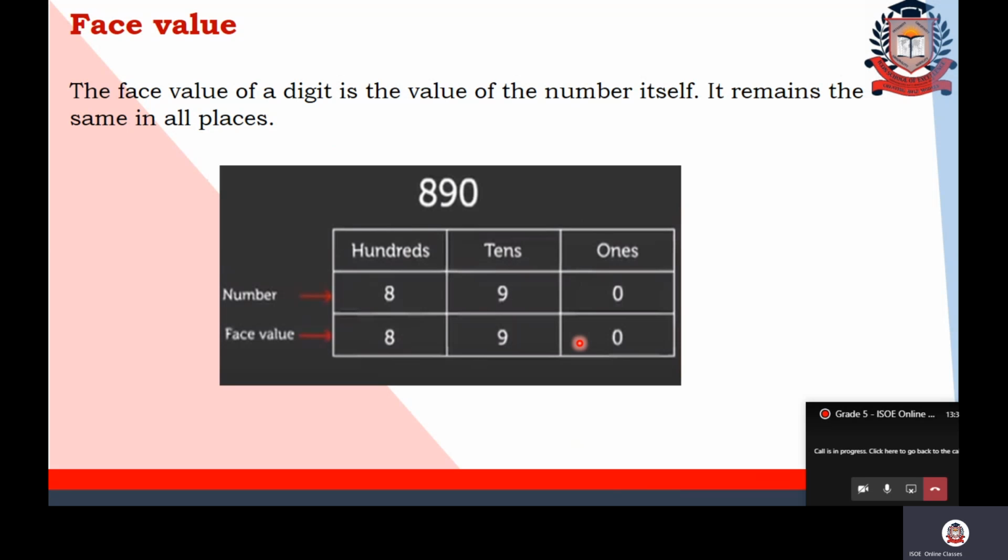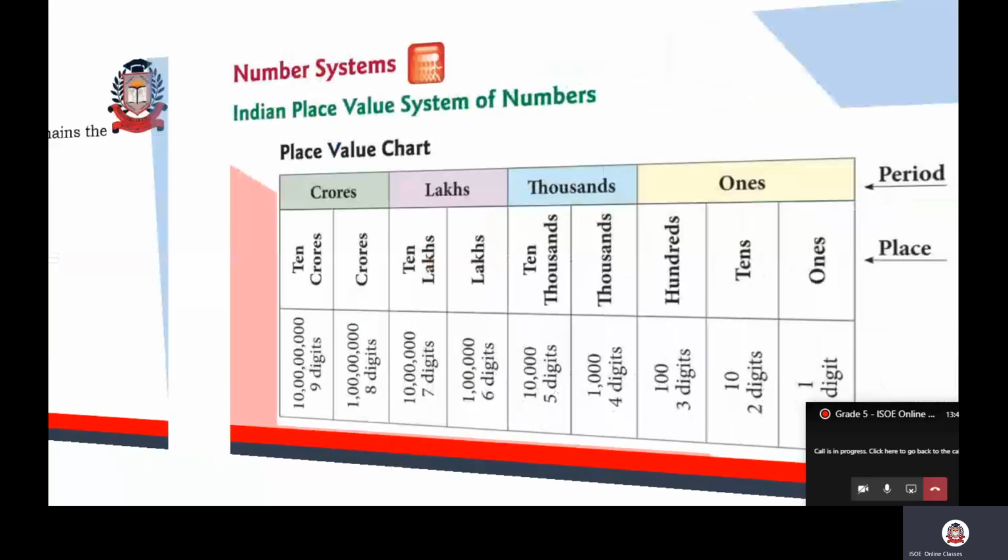So what is place value? Place value of the digit always depends on the place where the digit is occurring. And what is the face value? Face value of the digit is the value of the number itself.